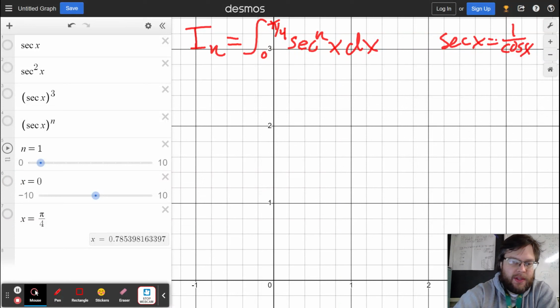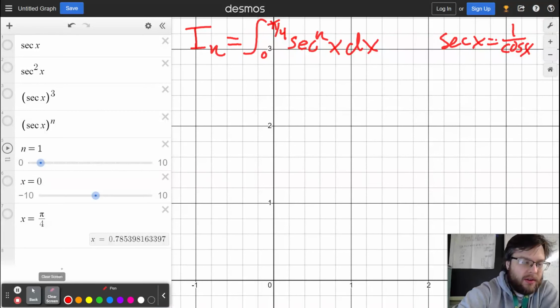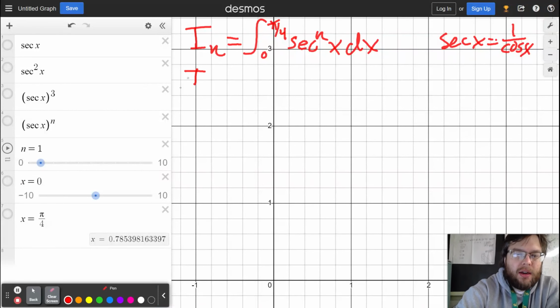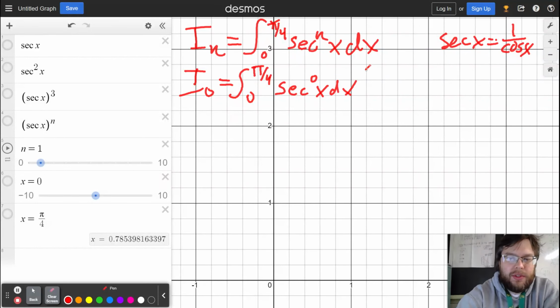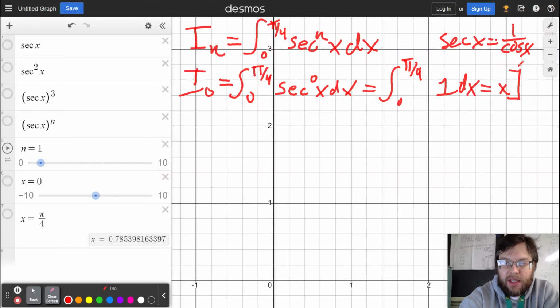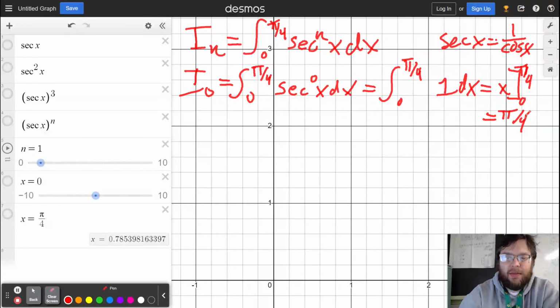What I'm going to do first is figure out when n is equal to 0. All right, so 0 to pi over 4, secant to the 0. Well, secant to the 0 is equal to 1. Anything to the 0 power is equal to 1, even if it's a function. So 1 dx becomes the integral of just x from 0 to pi over 4, which is just pi over 4.